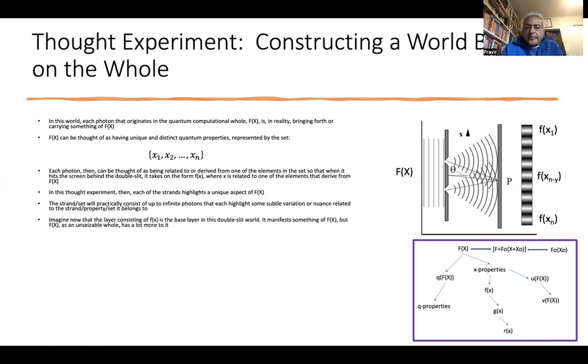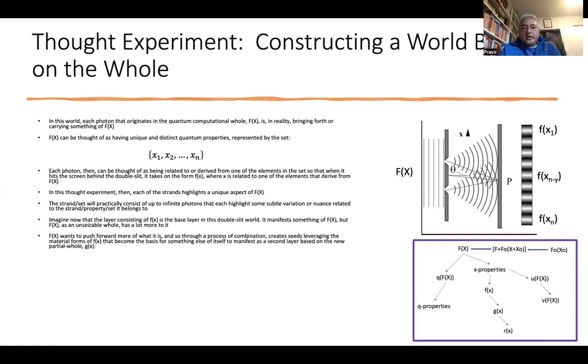So let's imagine that this layer is the base layer in this double-slit world. And the point is that it manifests something of Fx. So it's bringing forward, or showing us, the whole that's contained in Fx through these different strands related to Fx1 through Fxn, but it is not able to bring out more of the whole; it's bringing out some of the whole of Fx. So the question is, how in this thought experiment can we bring out more of what is in Fx? If it's a whole, then how do we approach the limit of what that whole is?